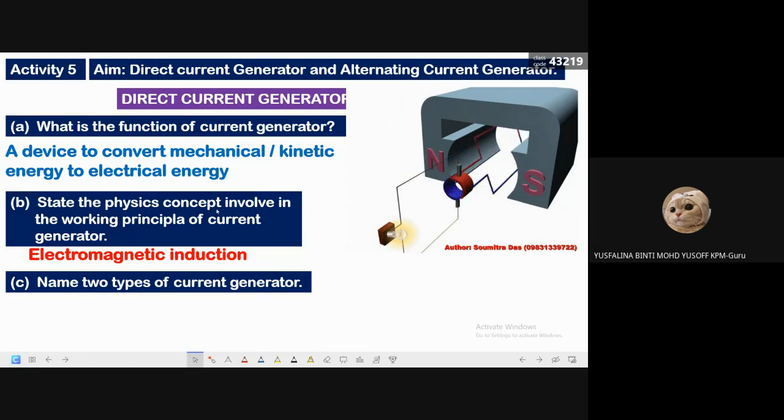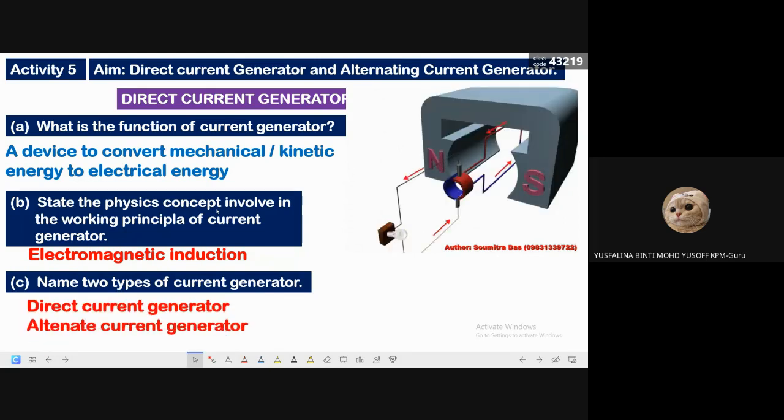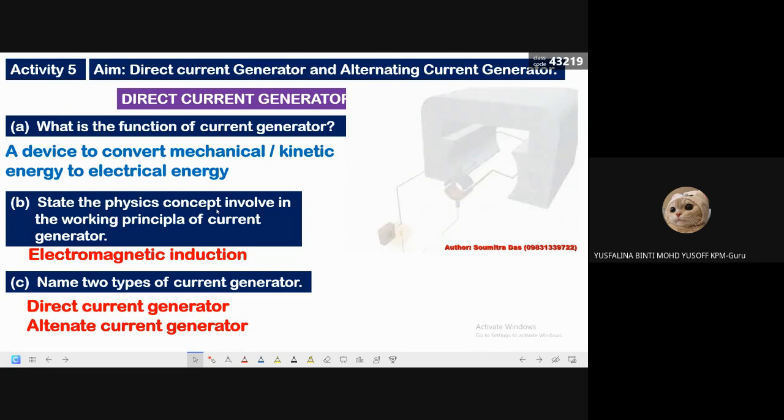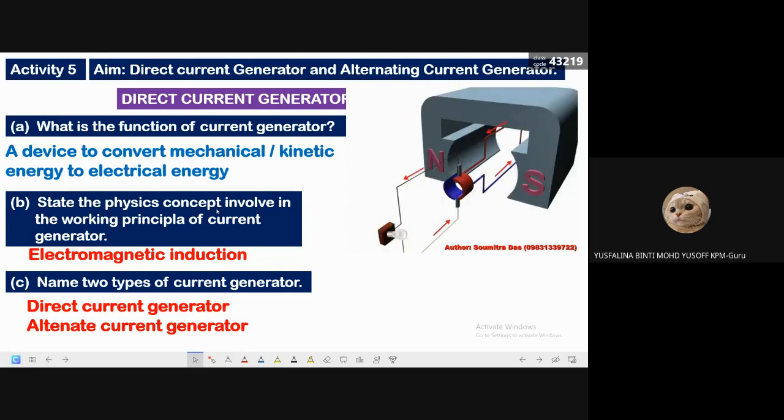Okay, name two types of current generator. So we have two types of current, right? The first one is direct current, DC. Usually in a battery you use direct current. But this one we use the concept to produce the DC current. We are not using the battery here. We only use the coil, and of course the magnet. Then it moves and produces the direct current.